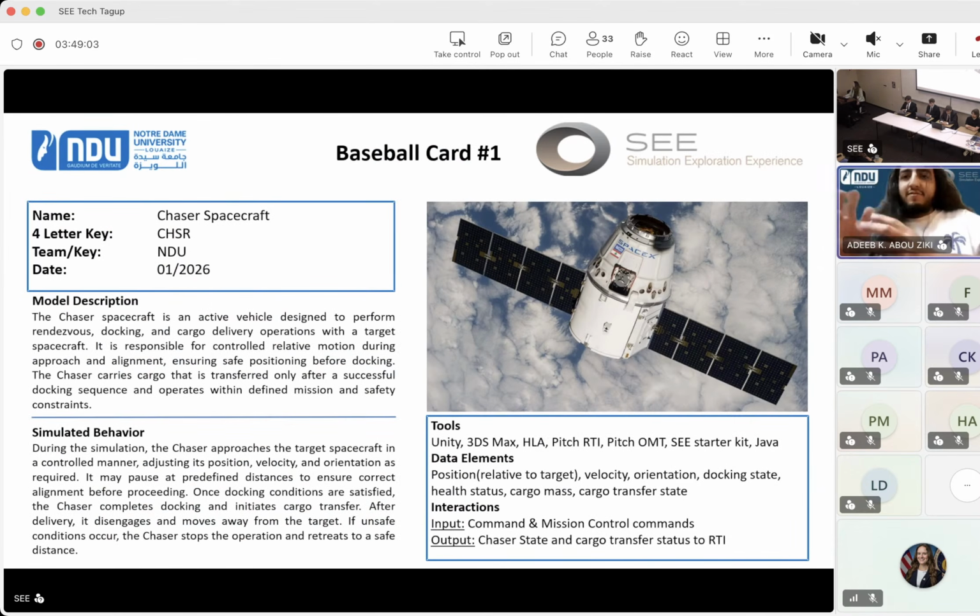All right, so our first component is the chaser spacecraft. It is responsible for approaching and docking with the target vehicle by adjusting its movement and alignment to safely dock, transfer its cargo, and move away safely.